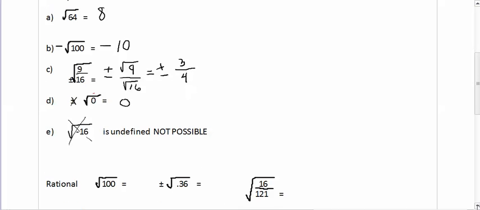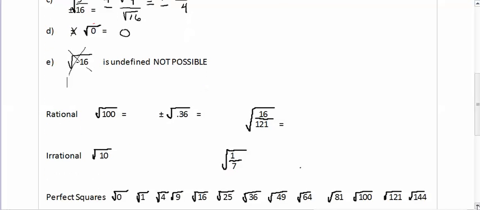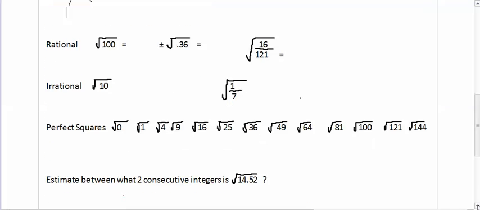Okay, so that is our examples, A through E. Now we're going to talk about rational numbers. Okay, rational numbers are numbers that can make perfect squares. Those would be rational. They have an ending point, right? They're terminating. So what's the square root of 100? The square root of 100 is 10. It's a perfect square. It's rational.